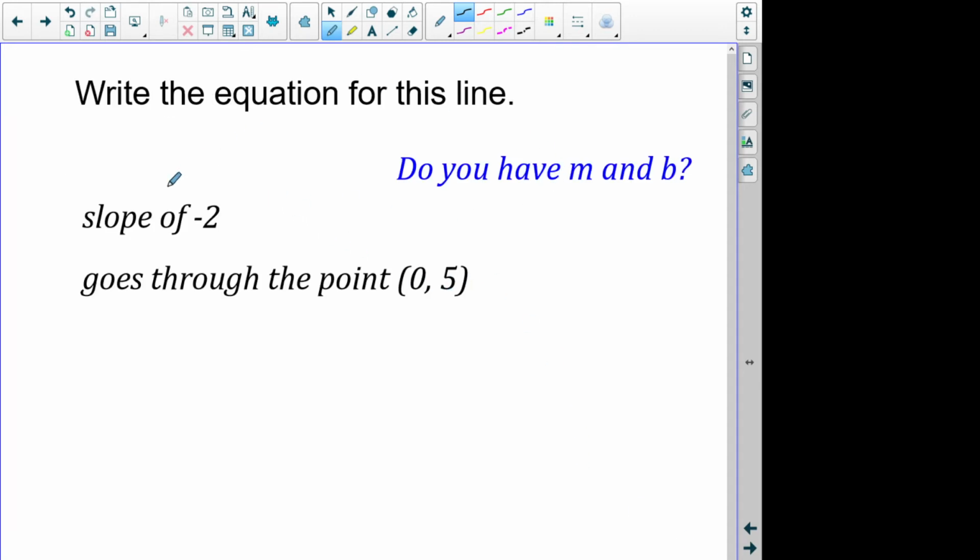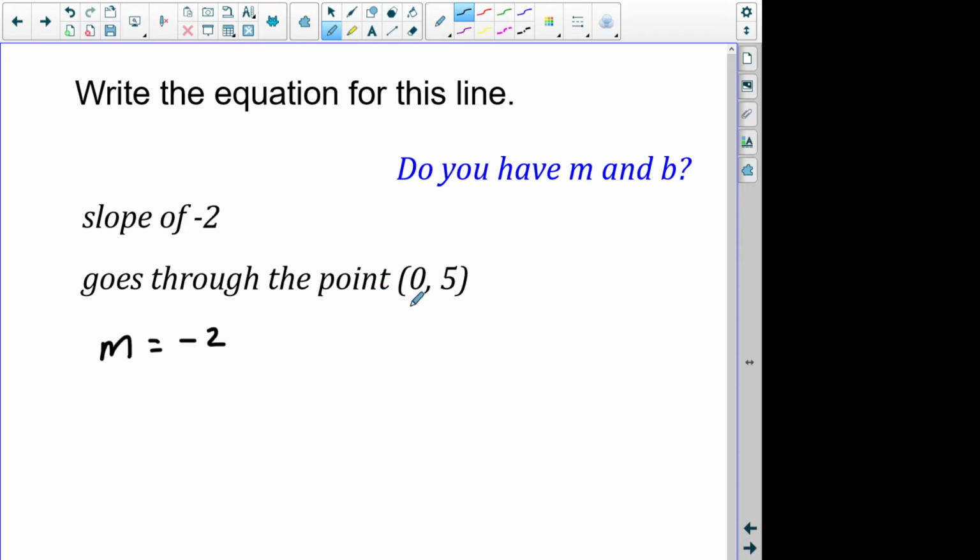So let's say that I want to write the equation of this line. Here they give me a slope of -2, and it goes through the point (0, 5). So the question is, do I have m and b? Well, I definitely have m, because they tell me the slope is -2, which represents -2 over 1. That's a negative slope; it's going to go down from left to right. And they also give me this point (0, 5).